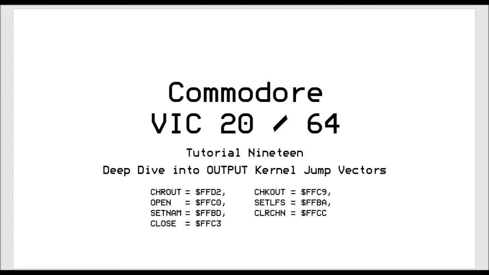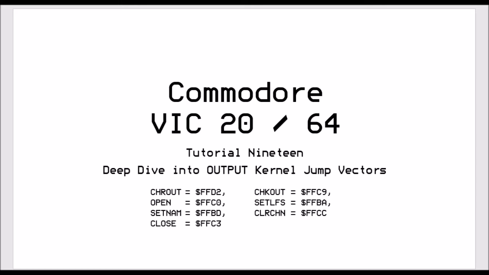In the last videos we did an overview of the kernel jump vectors. So in the next couple of videos we're going to do a deep dive into some of the kernel jump vectors that I have used before. Now in this tutorial we are going to be using the output jump vectors: character out, channel out, open, set logical file system, set name, clear channel and close.